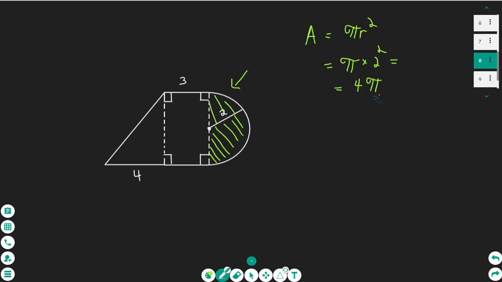So what are we going to do? We're going to divide that by 2. And if we divide that by 2, we're going to end up with 4 divided by 2, which is going to cross cancel, and we end up with 2 pi.